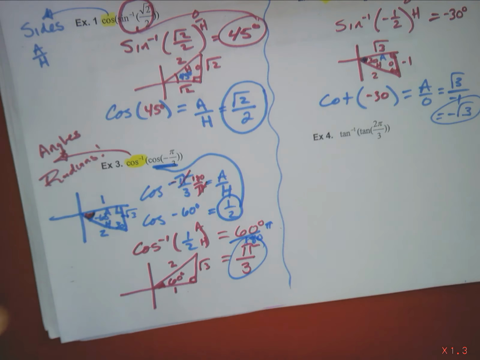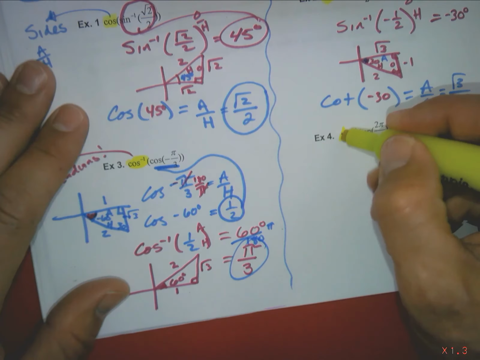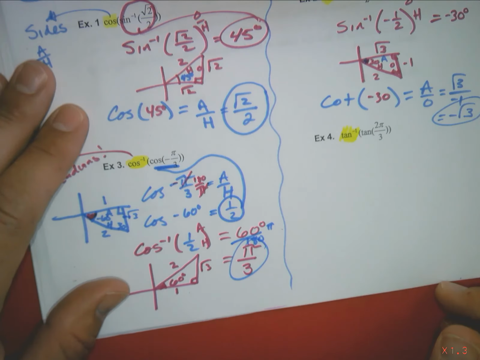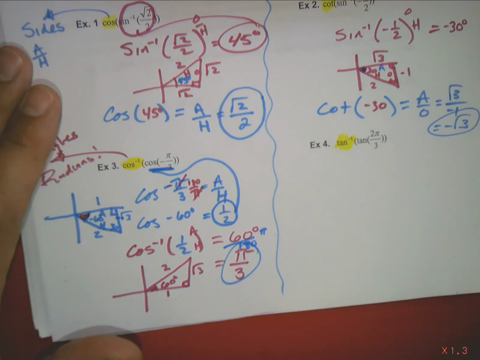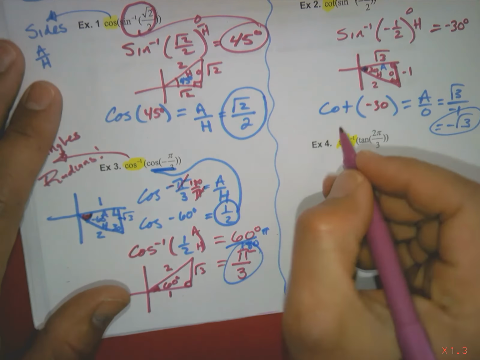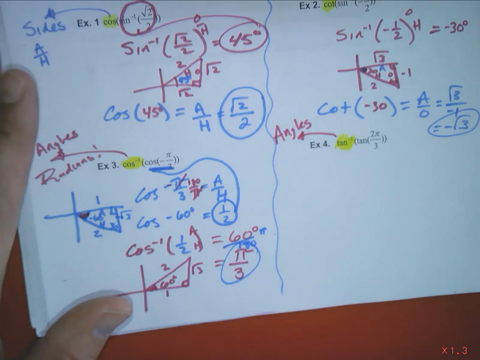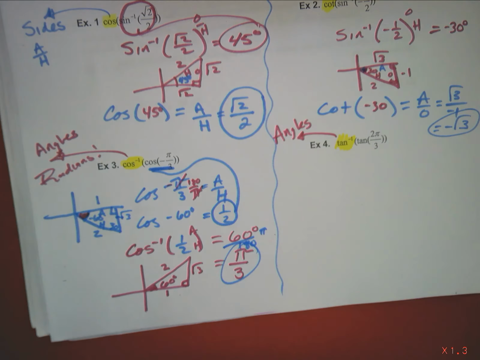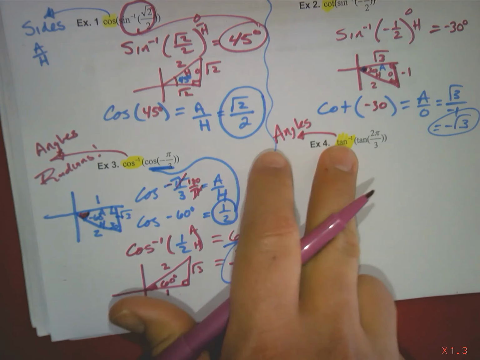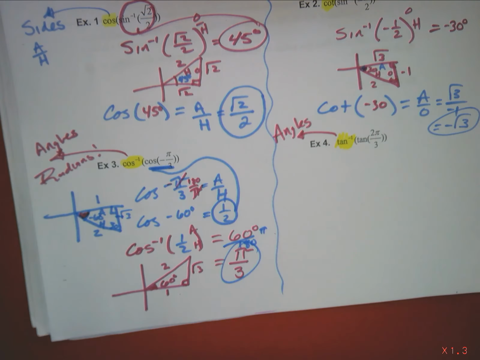I got the inverse tangent of the tangent of 2 pi over 3. All right, so again, this tells me what I'm finding. I have an inverse tangent on the outside. I'm looking for angles. And again, we want it in terms of radians. If it's a regular trig function like 1 and 2, it's sides. If it's inverses, angles. Okay, so I work inside out.